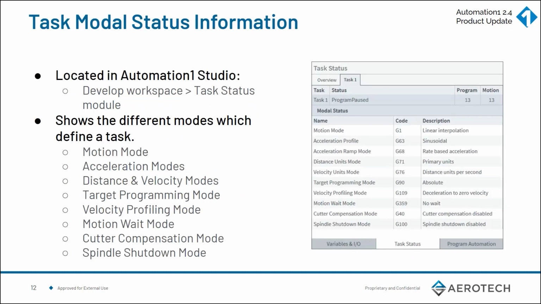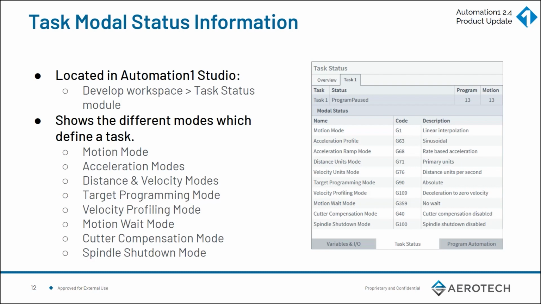Moving on, in the application, we now have this new task modal status information, which exists in the Automation1 Studio underneath the develop workspace in the task status module, which is part of a module container that also includes the variable and IOs and program automation modules. So if you click on task status, you'll get that module to view in your Automation1 Studio develop workspace, and you'll see there's added task tabs, not just the overview tab. So task 1 now shows all of your modal statuses, including the task 1 status, which in this screenshot is program paused on motion and program line 13.